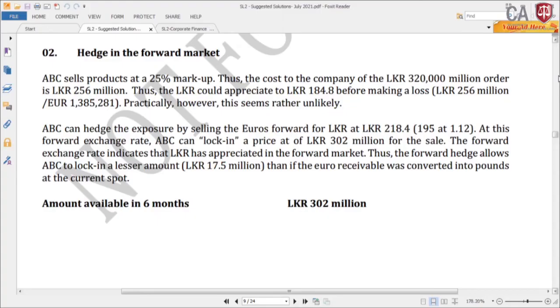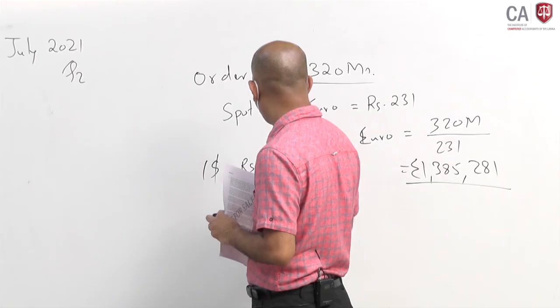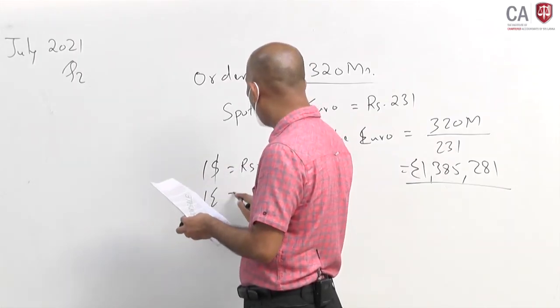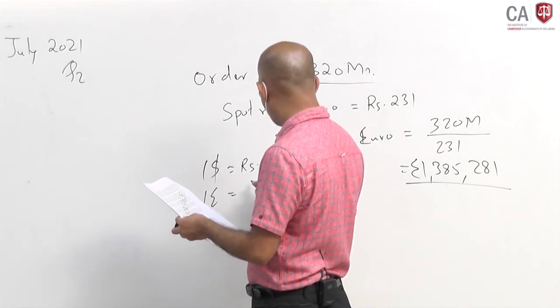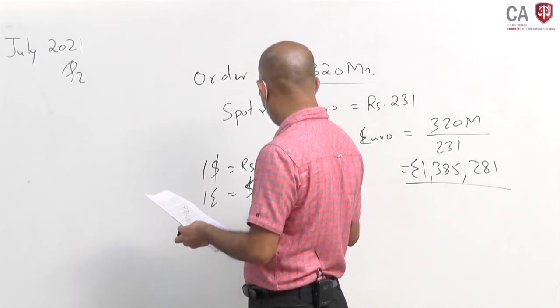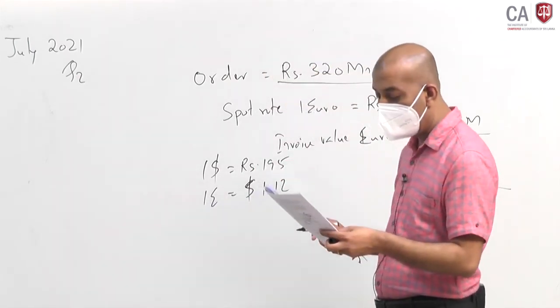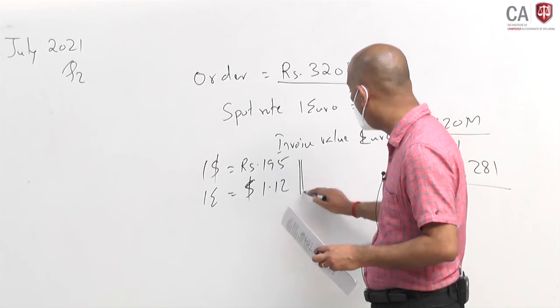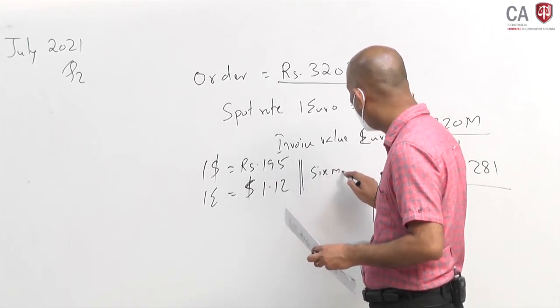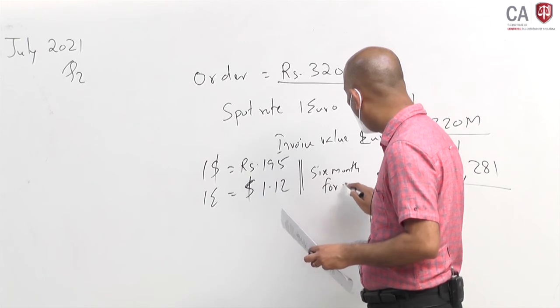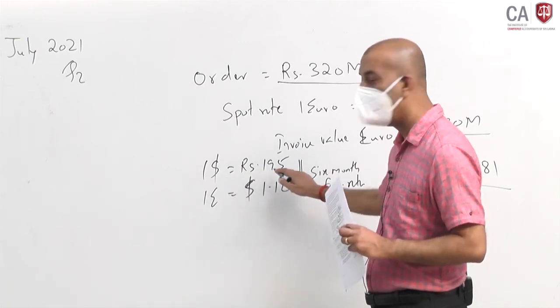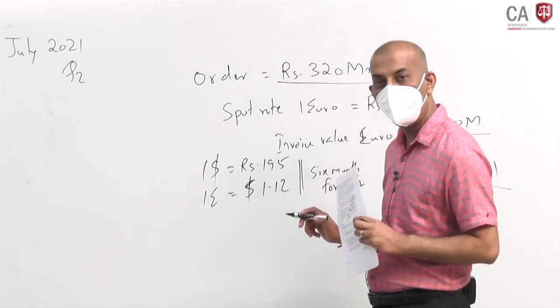Forward exchange contract. They have given you $1 equals 195 rupees and 1 euro equals $1.12. Please understand, these are the 6-month forward rates. $1 equals 195 rupees, 1 euro equals $1.12.